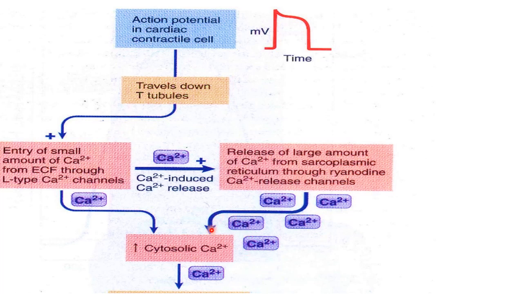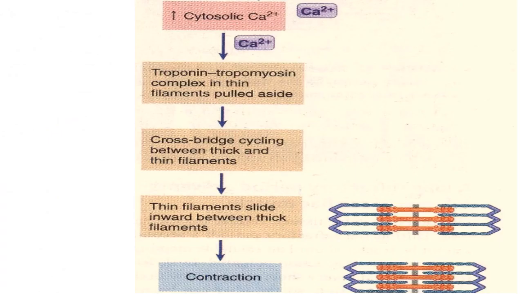Now, when a large amount of calcium is released from the sarcoplasmic reticulum, this is again going to cause an increase in the cytosolic calcium. You saw that this arrow is thin and this arrow is thick. Now look at this. As the cytosolic calcium has increased, this causes the troponin-tropomyosin complex in actin filaments to be pulled aside. Cross-bridge cycling between thick and thin filaments starts. Thin filaments slide inward between the thick filaments and contraction occurs. Here you see the response.